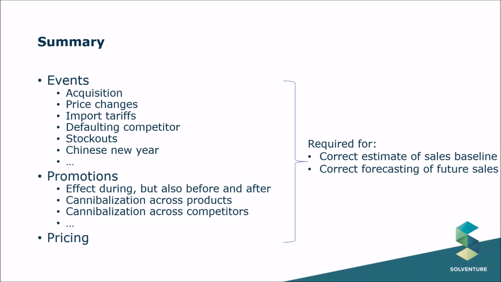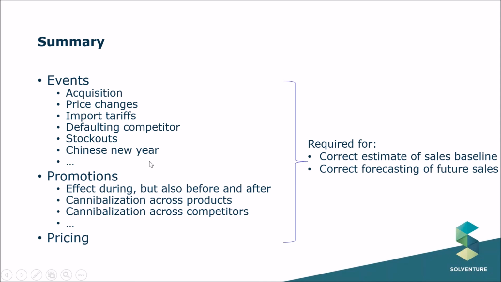So you need to know what is happening to be able to make a good forecast, and also looking backward, if you had this type of events, you need to correctly model it to be able to correctly assess what was the impact of that defaulting competitor compared to price changes you had, compared to any acquisitions you did. So you need to model these events.